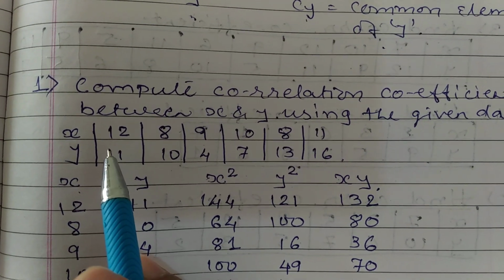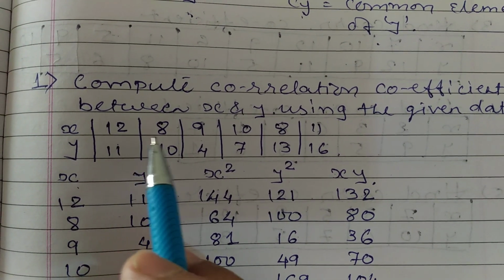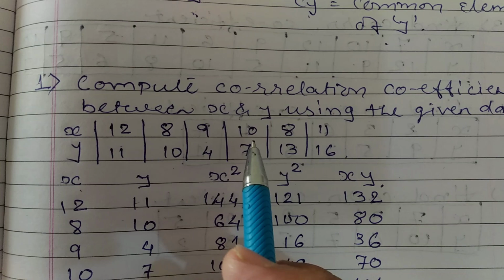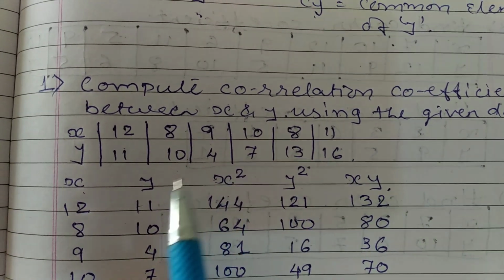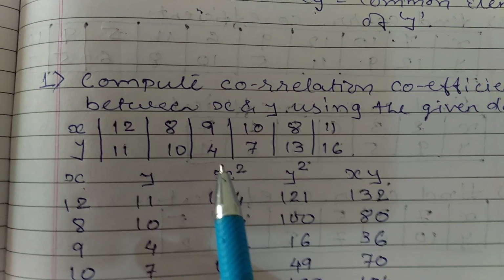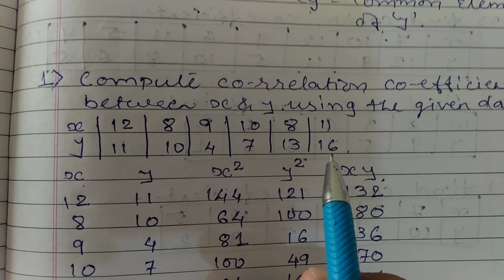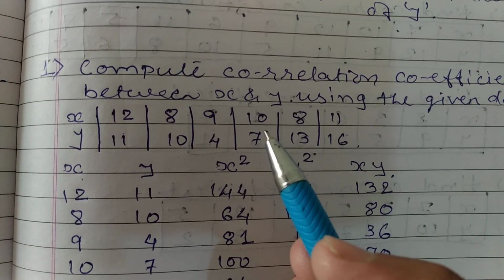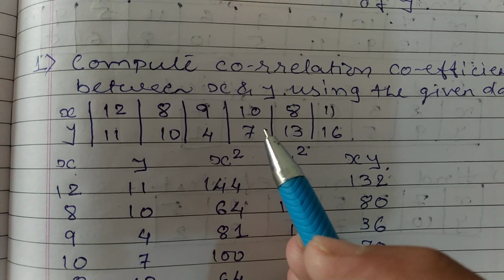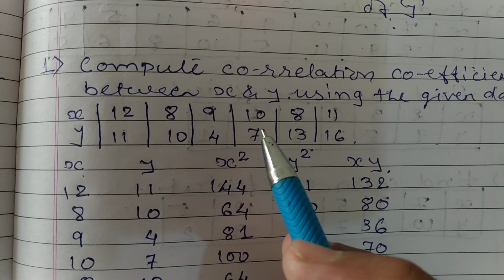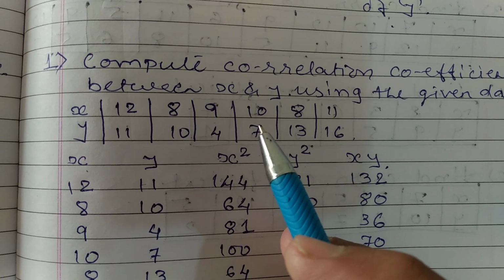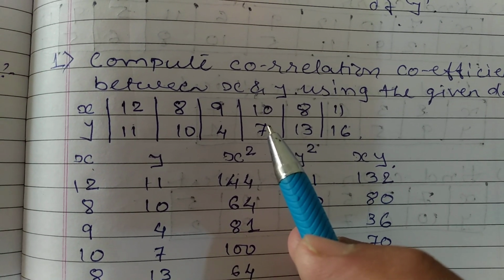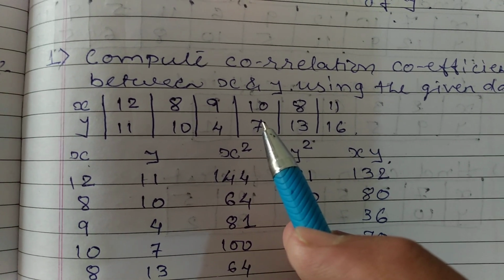See, the values of x and y are 12, 8, 9, 10, 8, 11, 11, 10, 4, 7, 13, 16. You can square these values without using a calculator, so these are single digit as well as small values. So the first formula is going to be used to find the correlation coefficient.